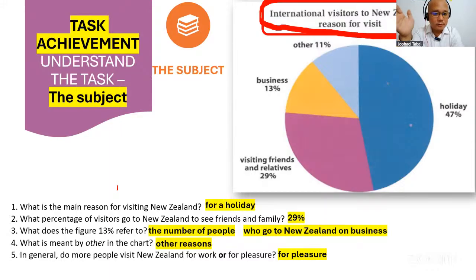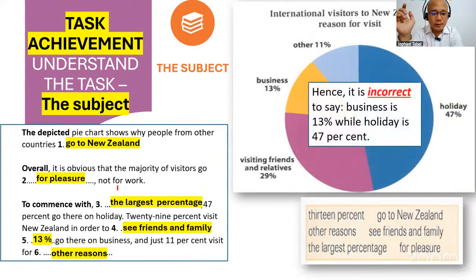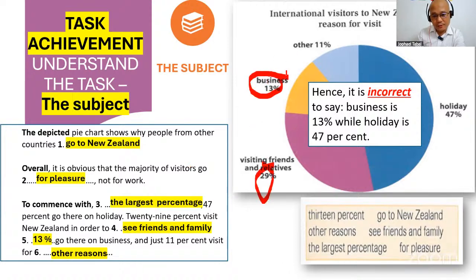And the largest proportion of those who come to New Zealand are on holiday or for pleasure and entertainment. Now, where is the problem here? The problem is like this. Instead of focusing on the subject, the students focus on the numbers or on the figures, all right? They haven't focused on what is being asked in the graph, which is the international visitors to New Zealand.